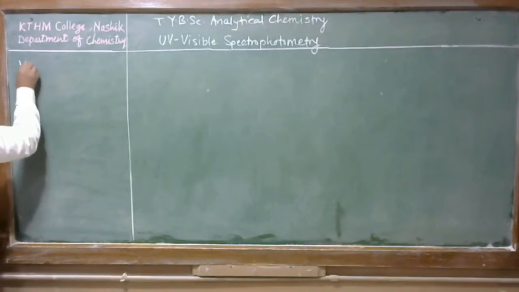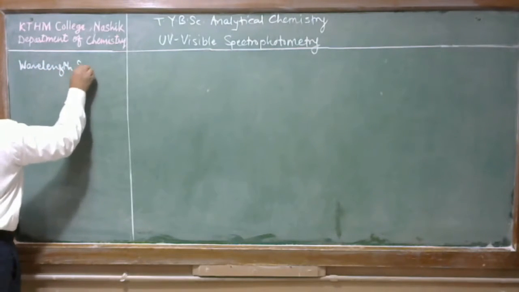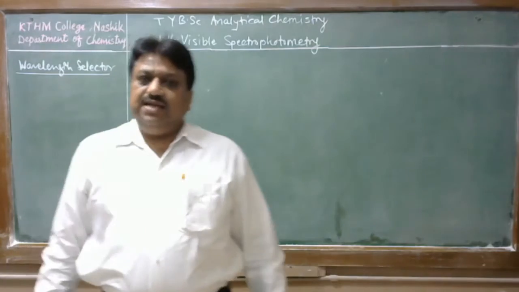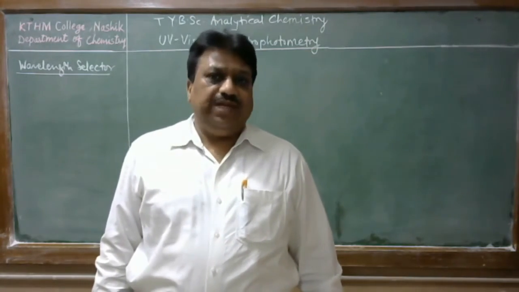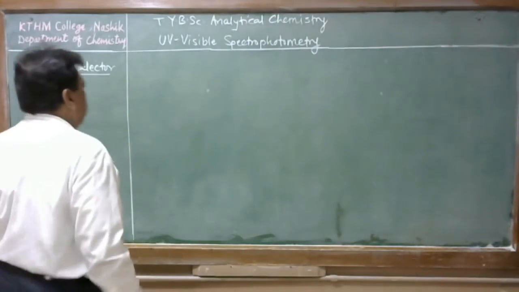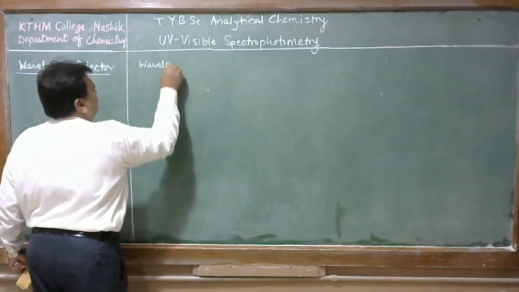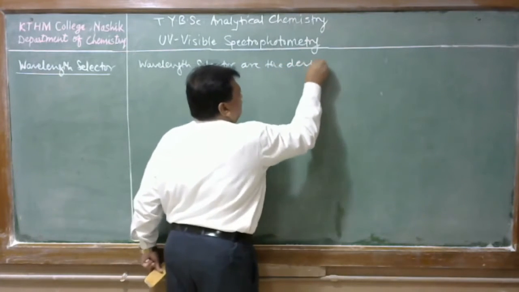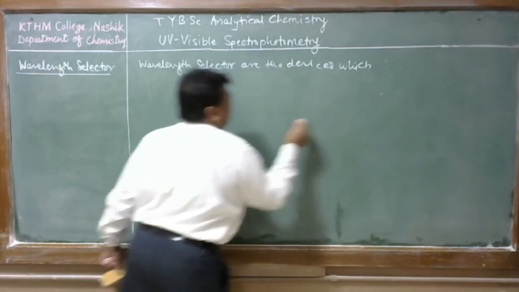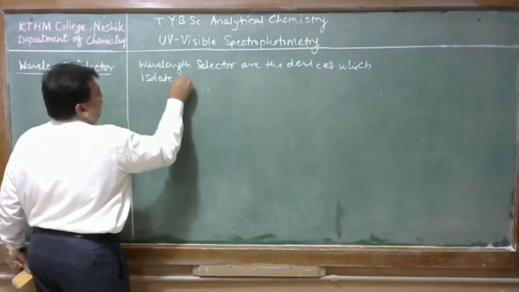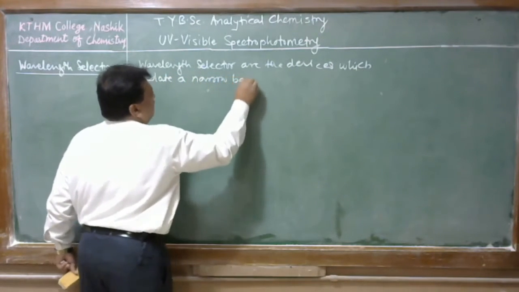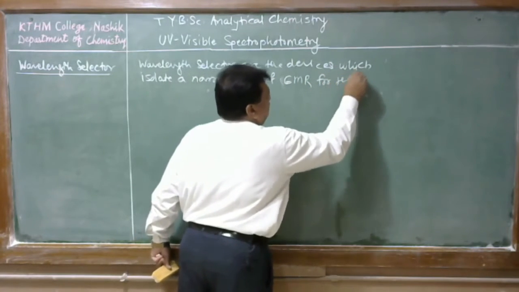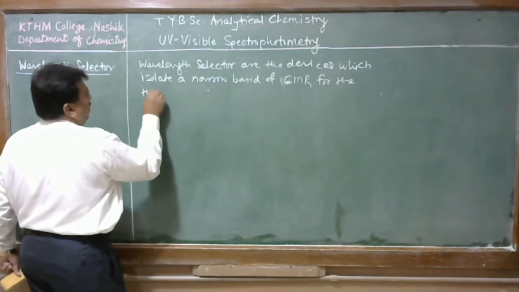Wavelength selectors are the devices which isolate a narrow band of electromagnetic radiation for the measurement.